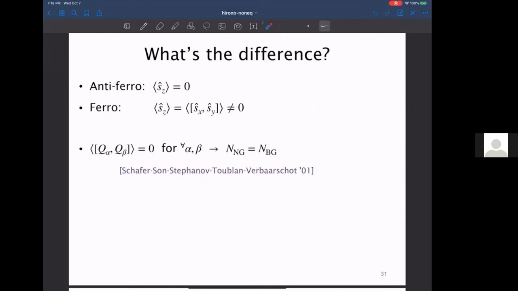the magnetization density is non-zero. And if we take this order direction as z, then the expectation value of S_z is non-zero, and it can be written as a commutator of S_x and S_y. So it looks like some charge commutator is playing some role here. And in fact, people studied that if we compute the charge commutator of the broken charges, and if the components are commuting, then the number of Nambu-Goldstone modes is going to be equal to the number of the broken generators.